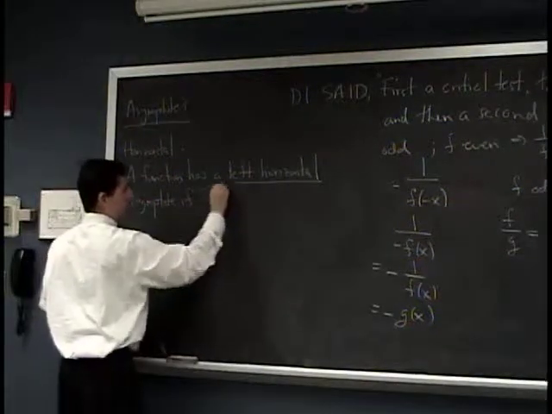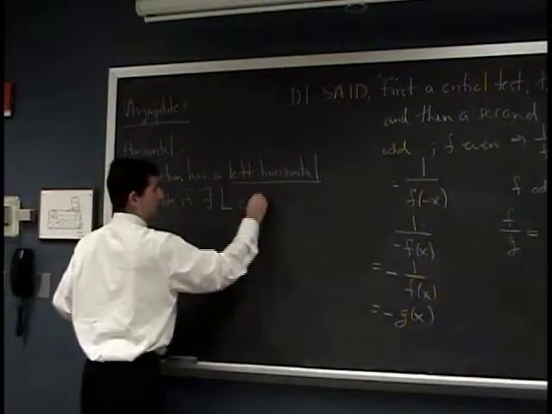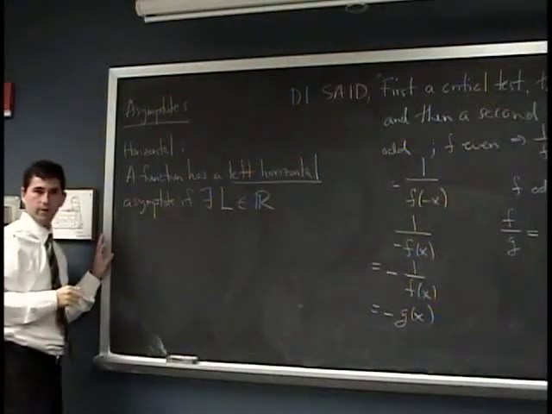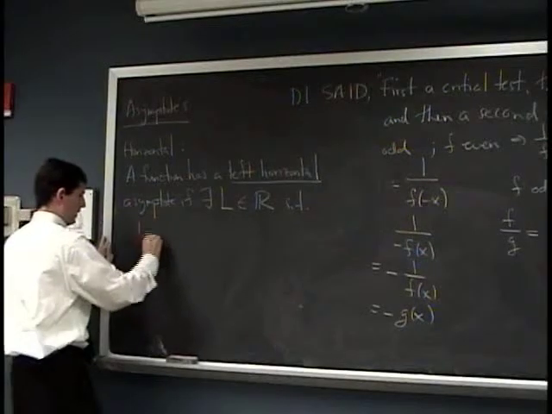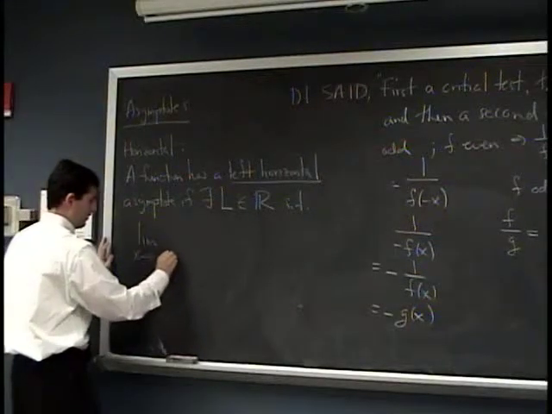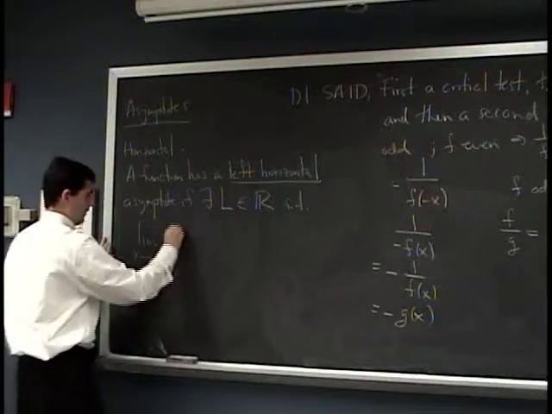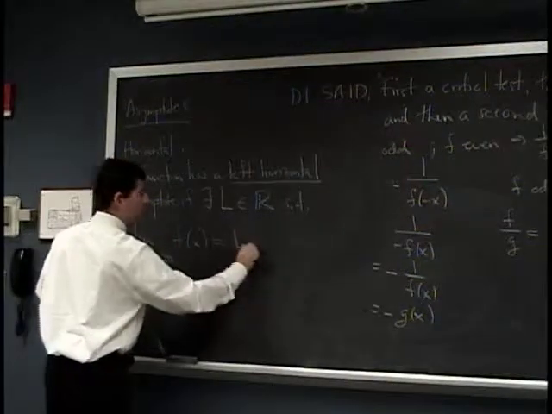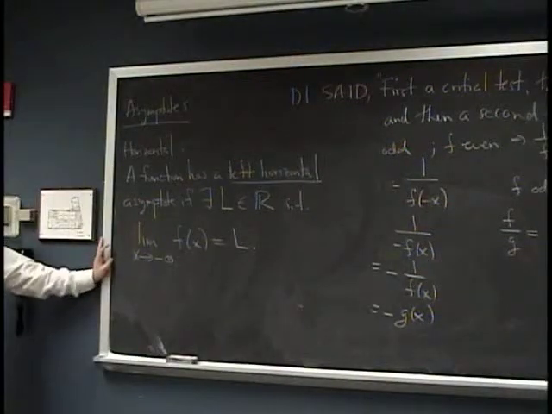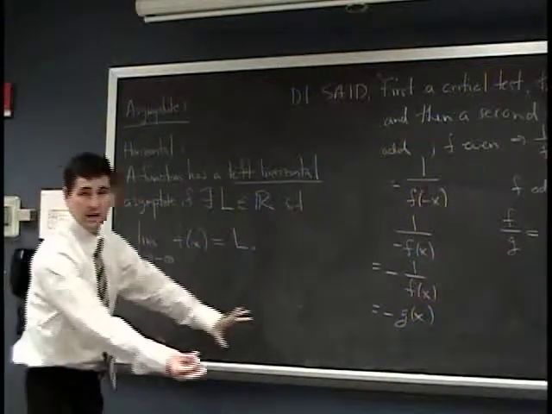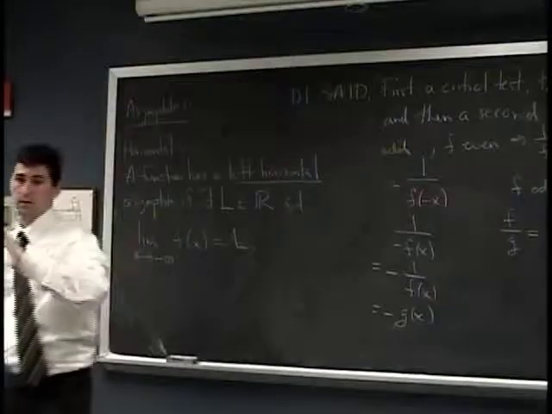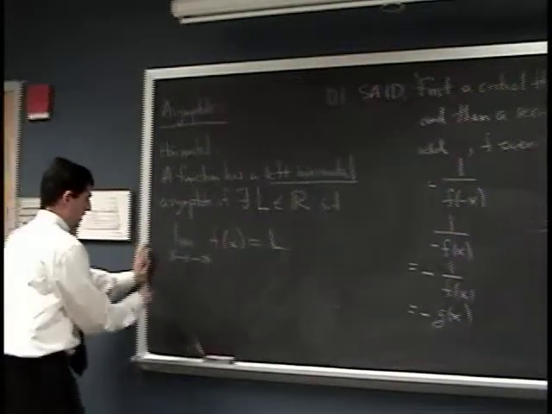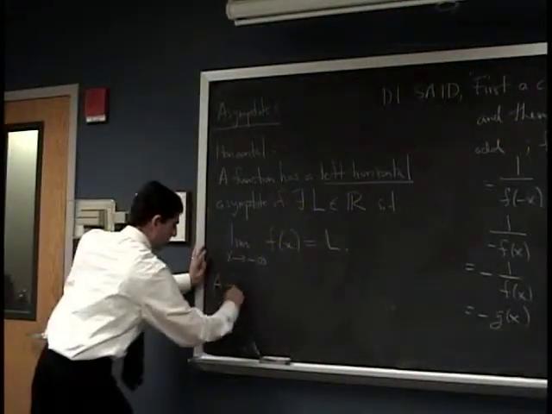if there exists a real number, let me call it L, such that the limit as x goes to minus infinity of f of x equals L. So the left horizontal asymptote is an asymptote happening on the left side of the graph, over on the negative infinity. And then I can say the exact same definition for a right asymptote.